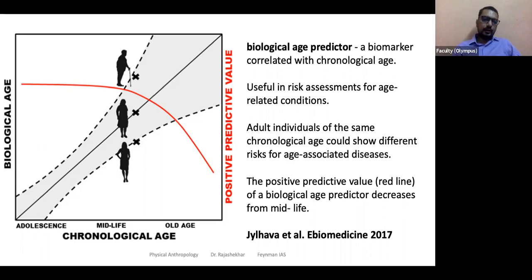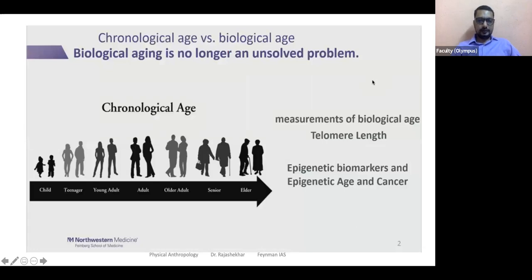Okay. So next, I think I already told you about this red line. The positive predictive value, the red line of biological age predicted, decreases from midlife. From the middle age, you see that it is curving down. So meaning that your prediction or correlation between biological and chronological age will drastically decrease as we age. Let's now look into the examples of those biomarkers. What are those biomarkers that we can use to calculate the age difference?